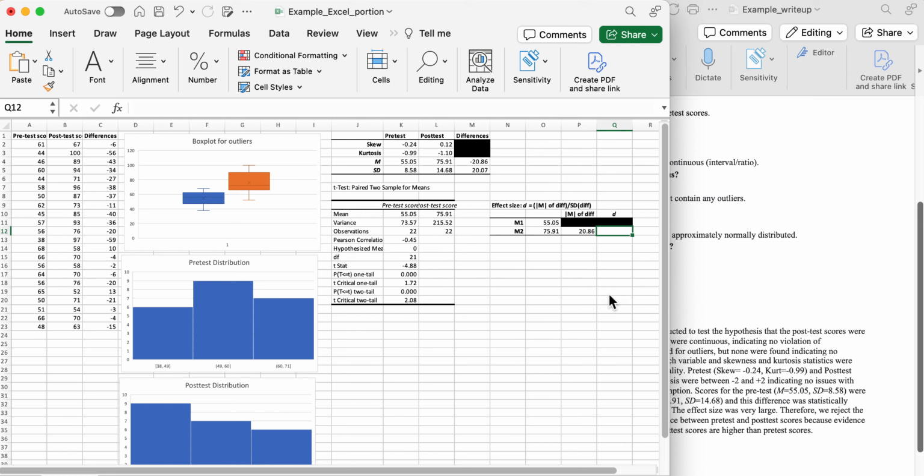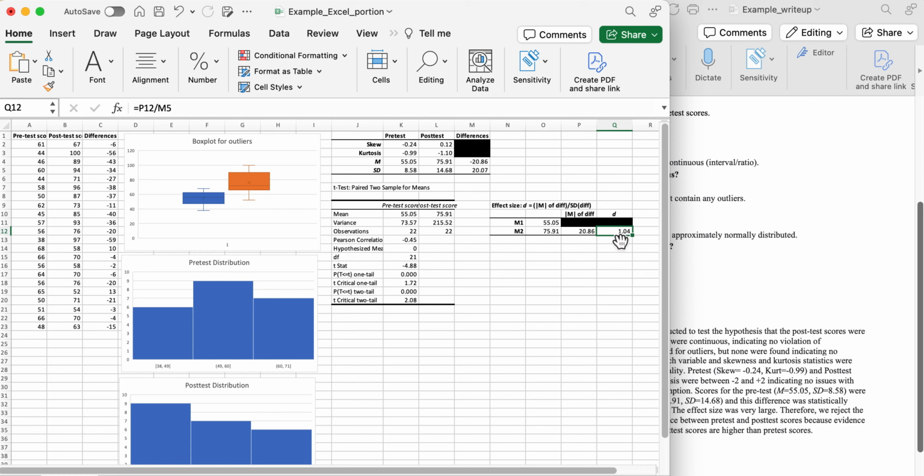So the effect size is going to be positive. We're going to need the absolute value. Now here, for Cohen's d, you need to take this number and divide it by the standard deviation of the differences. So we're going to take this number and put a slash for division, and then we're going to select the standard deviation of the differences, and it's going to pop up what the effect size is.